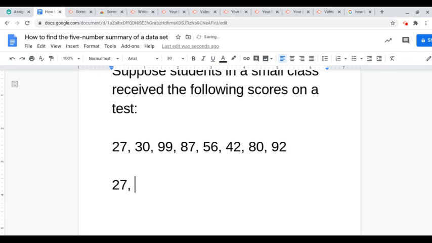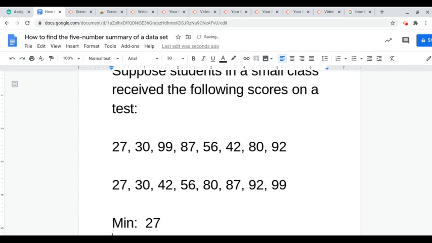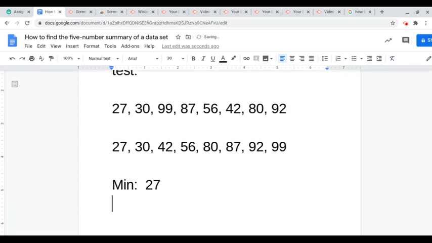So we have 27, 30, 42, 56, 80, 87, 92, and 99. So this time, the min is going to stay the same. So that's going to be 27, and the max is going to stay the same as well. Those two values have not changed because the value that I added was not higher than 99.